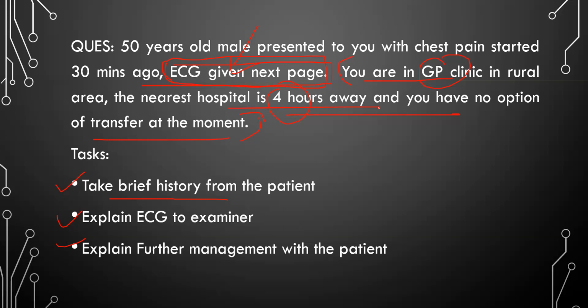So because this is a GP setting, you just say that you would like to take this patient to the treatment room and ask for help, call the nurse to attach an ECG monitor to the patient, and then check the vitals. Once you have done that, then you start asking history from the patient, ask all the chest pain related questions, or everything that I talked about. Explain the ECG to the examiner.